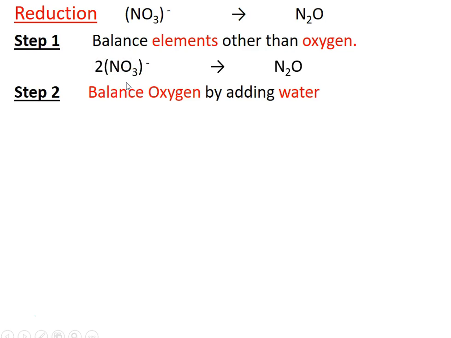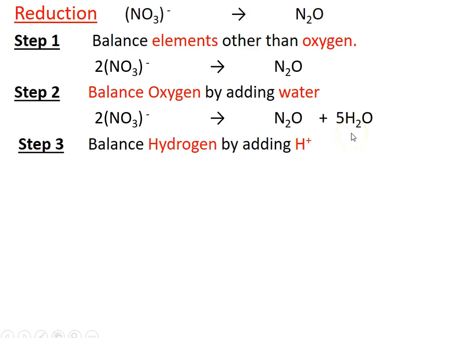Okay, so then we have to balance the oxygens by adding water. So we've got two lots of three. We've got 6 oxygens over here and only 1 over there. So we've got 1 oxygen, we need 5 more. Each water molecule has 1, so we need 5 water molecules. By adding the water, we've now added hydrogen. So we've got 10 hydrogen. So we're going to have to balance the hydrogen by adding hydrogen ions to the other side. So we need 10 hydrogen ions.